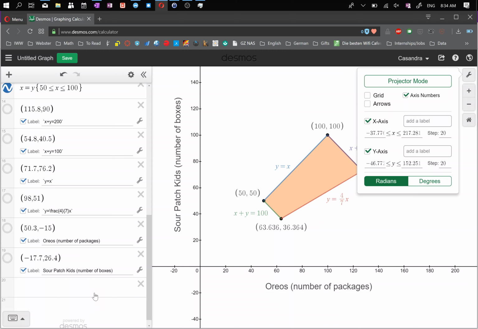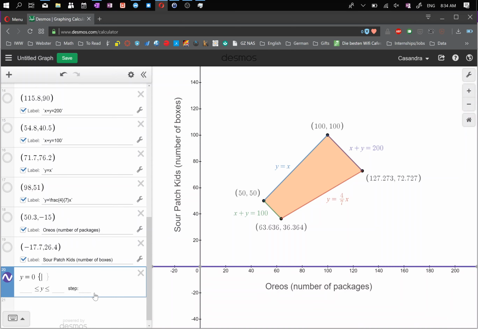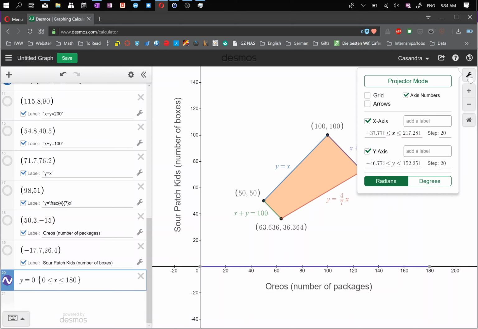I could maybe just make the line y equals 0 and then restrict it to only go from 0 till 180. And that's fine, except then when I turn off the axis, I also lose my numbers. I kind of liked having them. So I'm actually going to keep it. I'll get rid of this.